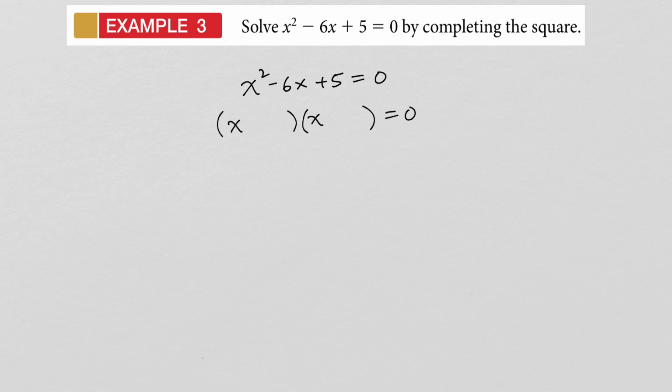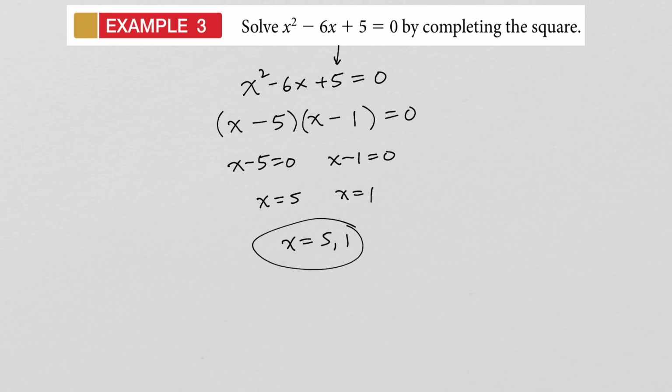So we know that the factors of 5 have to be 5 and 1, and they have to both be negative in order to get negative 6 in the middle. And you can check it out, but that works, doesn't it? So now if I set each of these factors equal to 0, I'm going to get x equals 5 and x equals 1. Notice that these are the same two answers that we got using completing the square.